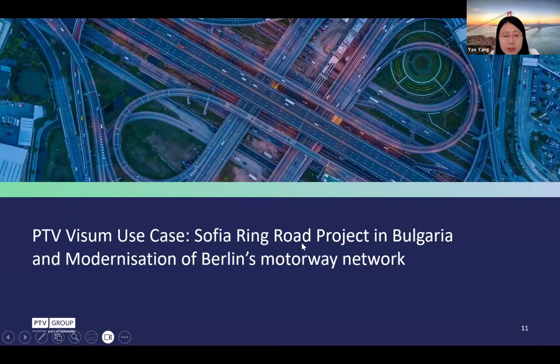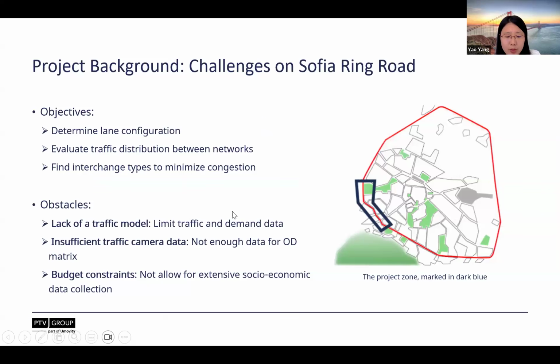Okay, so let's start with the PTV Visum use cases, our macroscopic modeling tool. One of the projects that has been using Visum and Vissim for highway is the Sofia Ring Road. Sofia is the capital city of Bulgaria, and there's an increase in population and vehicle use. There's also a need for the road infrastructure upgrade, especially for the highway. This is marked in the dark blue areas.